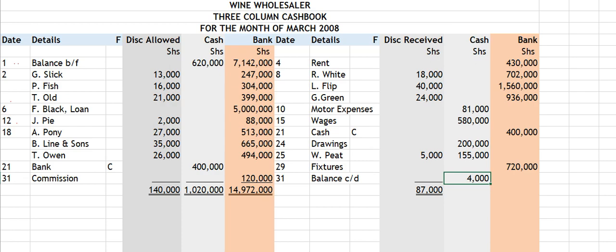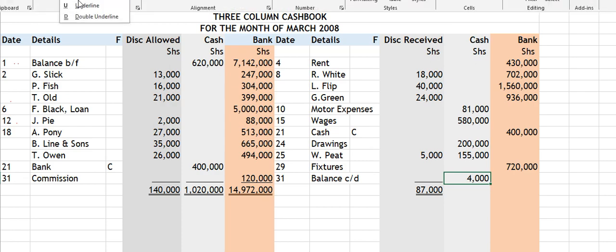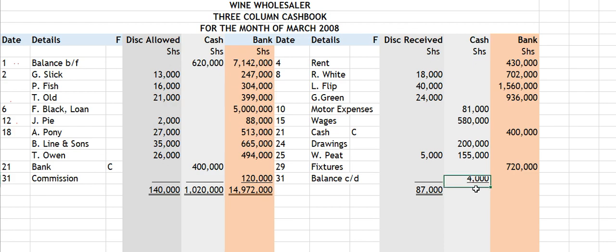Now, meaning that the debit side of the cash column and the credit side of the cash column should be equaling. So when you sum up all these, including the balance carried down, it should be coming up with 1,020,000.